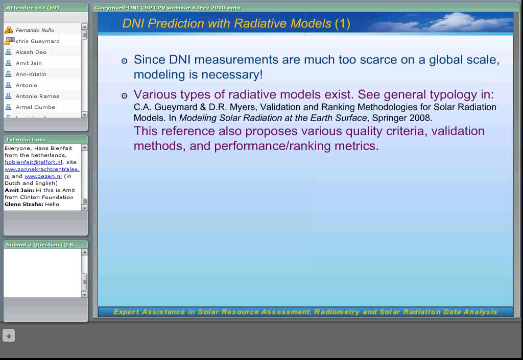So because of that reason, we have to rely on modeling. So we have to look into more details into what radiative models can do. There's a general typology in this book chapter, and it also proposes various quality criteria, validation methods, performance and ranking metrics.